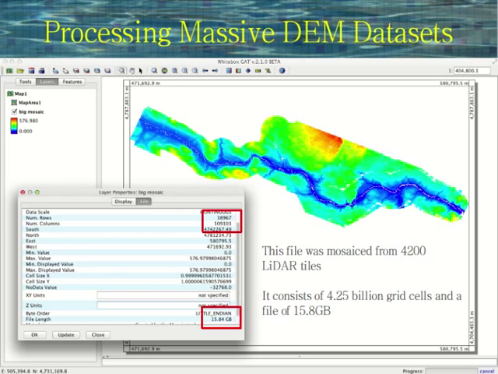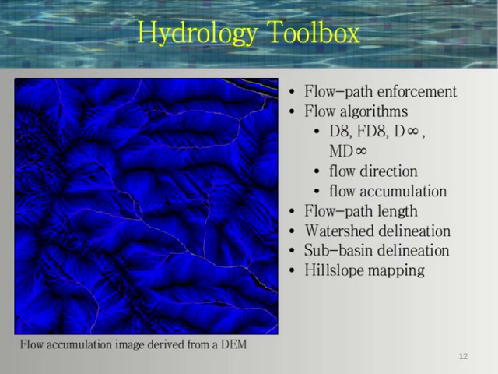So here's an example of a LiDAR digital elevation model that was created by mosaicing 4,200 separate square kilometer LiDAR tiles. The thing itself is about 4.25 billion grid cells. It's about 16 gigabytes in size. You can very easily open this file. You can zoom in, zoom out. Interact with the data quite well, despite the size of that particular raster.